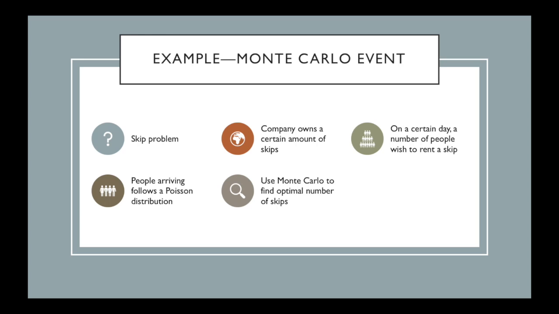Lastly, a prime example that we have seen of Monte Carlo simulation is during class with the skip problem. A company owns a certain amount of skips that can be hired, and on a certain day, a number of people wish to rent a single skip. The amount of people arriving follows a Poisson distribution. Using Monte Carlo simulation, we can find the optimal number of skips that the company should have on hand each day.